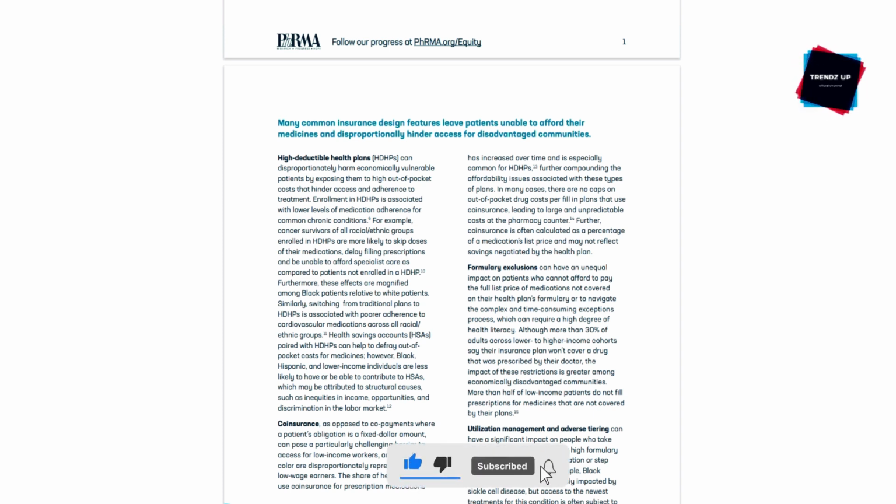Furthermore, there is the effect among Black patients related to white patients. Similarly, the switch from traditional plans to HDHPs is associated with improper access to care and the medical access gaps, and the racial and ethnic gaps of the health savings account. Black households on lower incomes are less likely to be able to contribute to HSAs, highly motivated by incomes and the opportunities of the labor market.